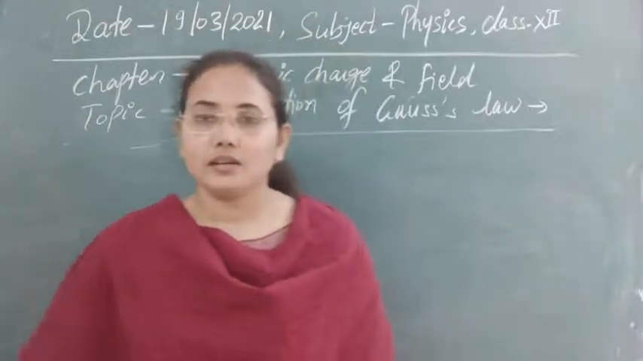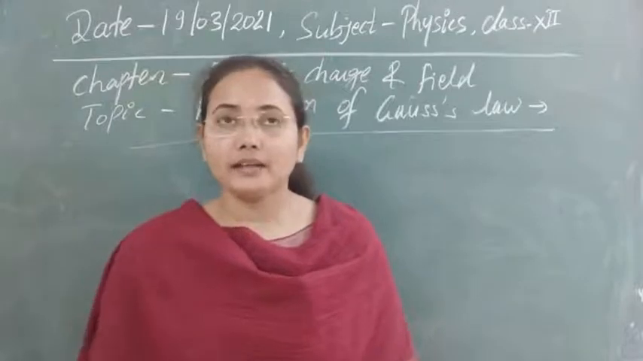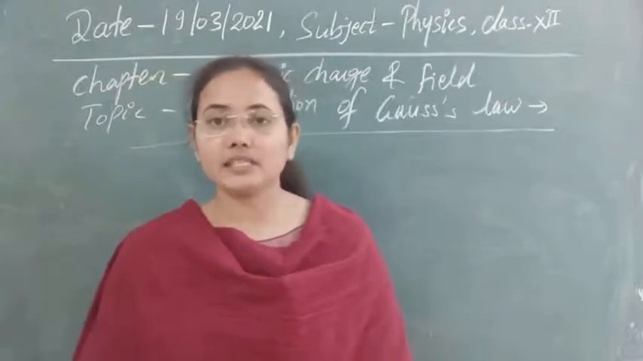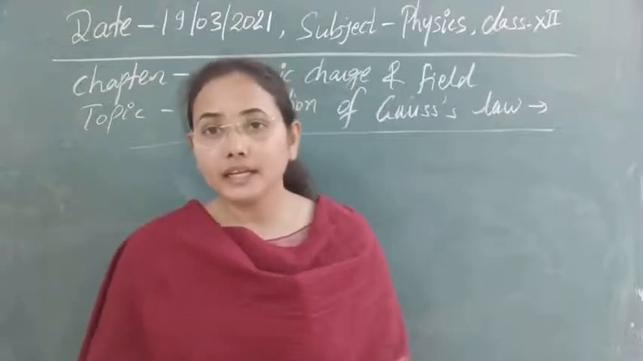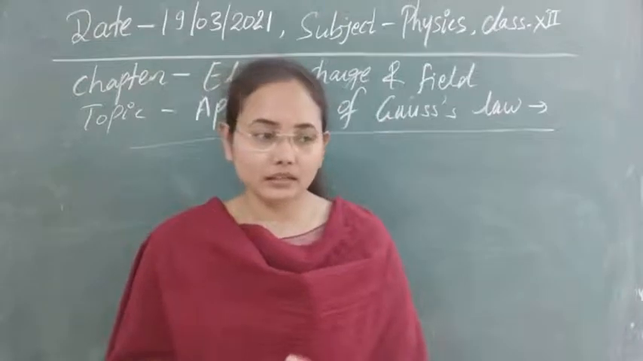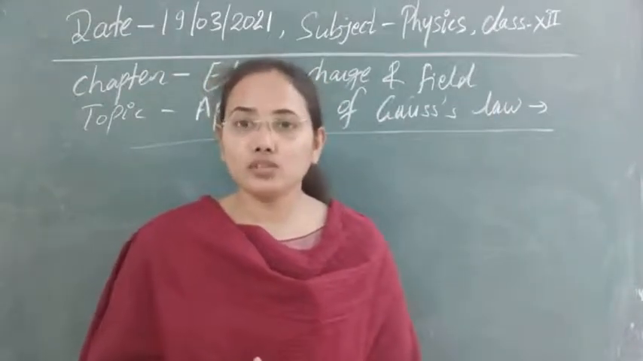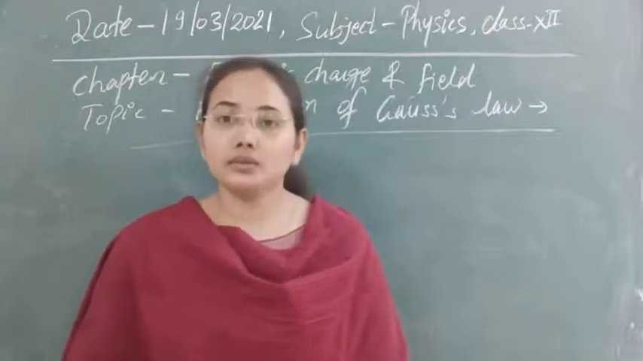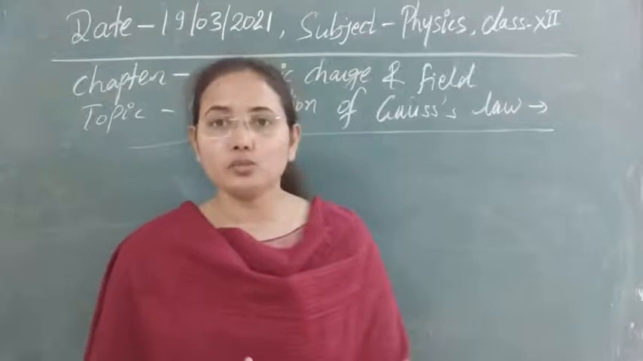Hello students. Yesterday we were discussing Gauss's law of electrostatics, and in that section we saw what Gauss's law is, where we can use it, and what we need if we want to apply it. Simply, Gauss's law says that the electric flux enclosed in any closed surface is equal to 1 by epsilon 0 times the charge enclosed by that surface.